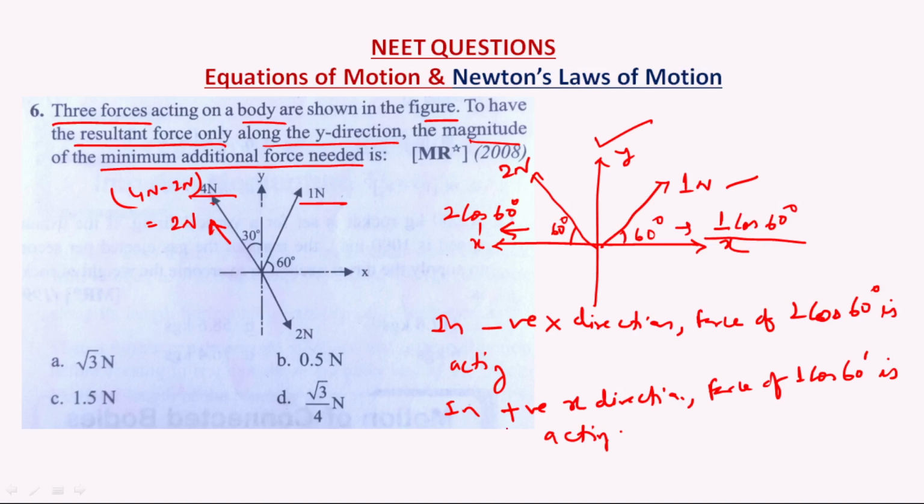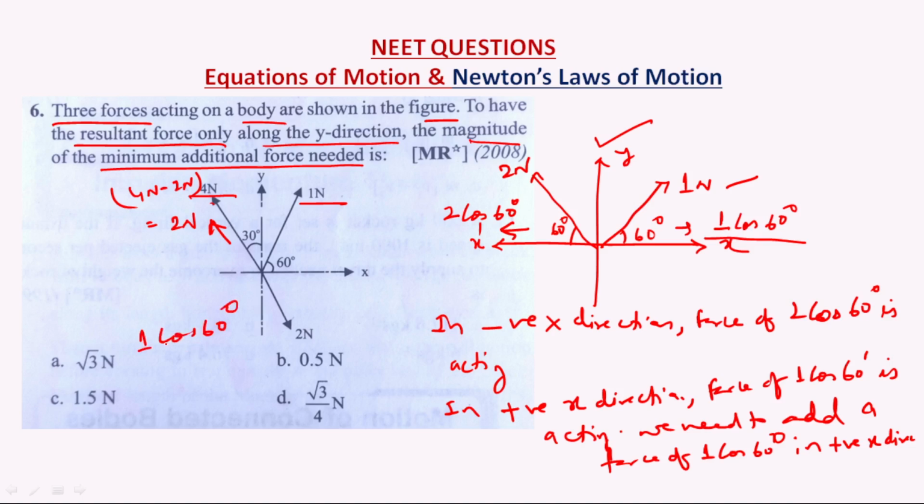So what we need to do? We need to add a force of 1 cos 60 degrees in positive x direction, right? So the minimum additional force needed is 1 cos 60 degrees in positive x direction. Cos 60 means 1 by 2, which is 0.5. So 0.5 Newton. B will be the answer.